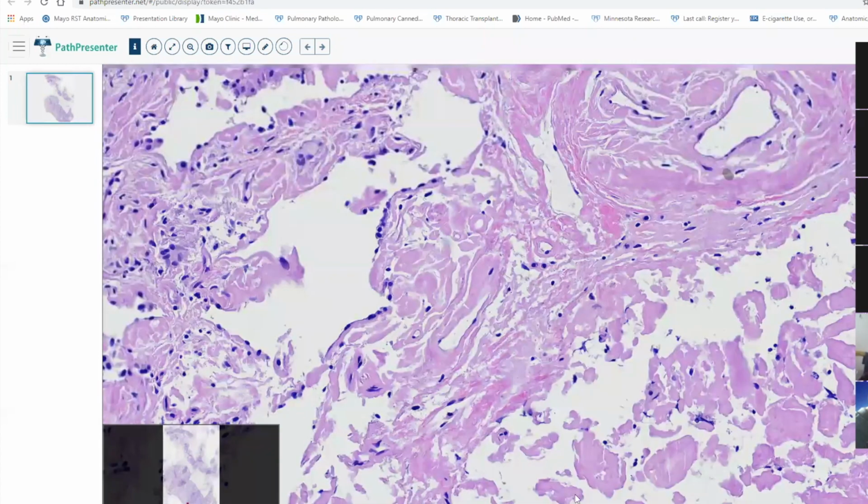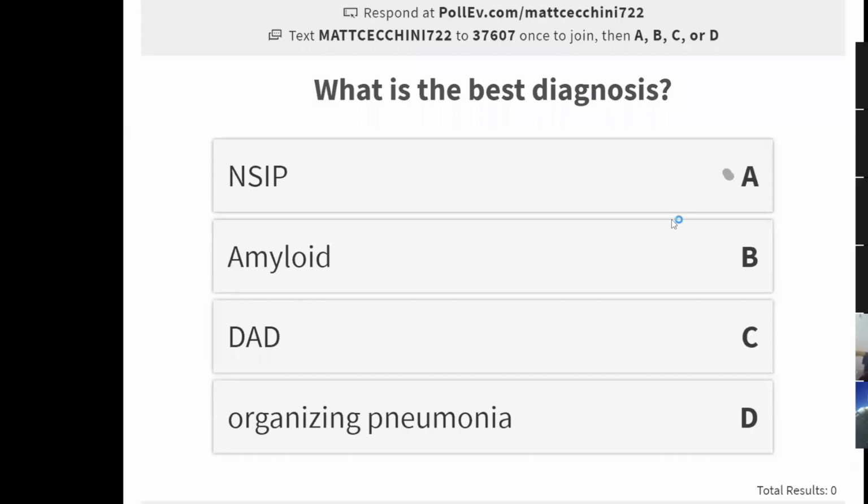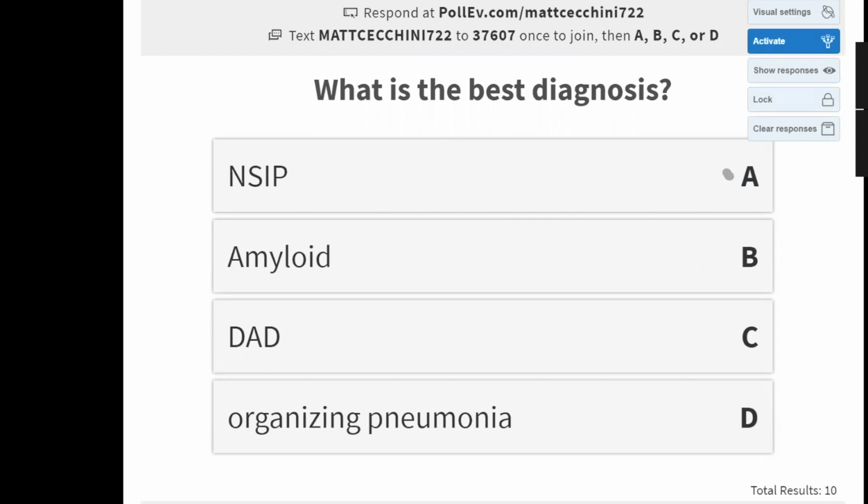So what do people think the best diagnosis is in this case? Is it A, NSIP? Is it B, amyloid? Or is it C, diffuse alveolar damage? Or is it D, organizing pneumonia?